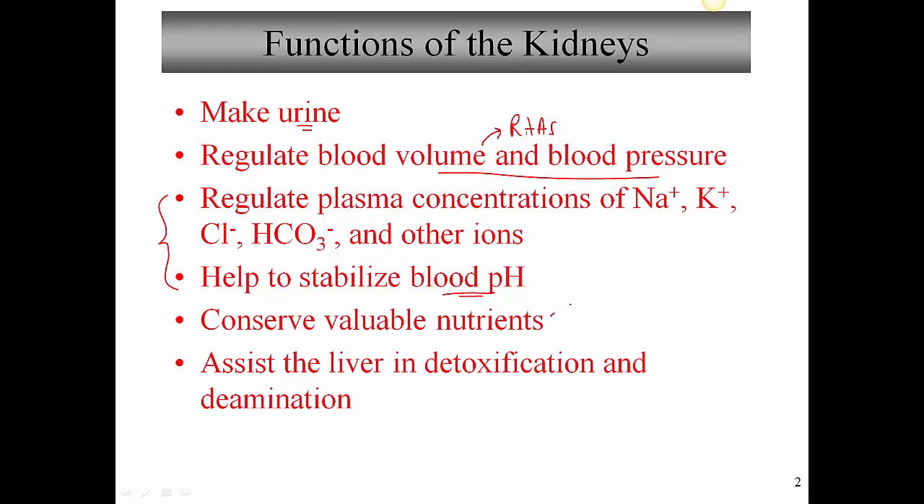The kidneys are very good at conserving valuable nutrients, for example, glucose, amino acids, as well as some others that we'll talk about later. And finally, the kidneys assist the liver in detoxification and the process called deamination that we talked about earlier. Recall this is the removal of amino groups from amino acids so that we could use those amino acids for energy or convert them into other molecules.